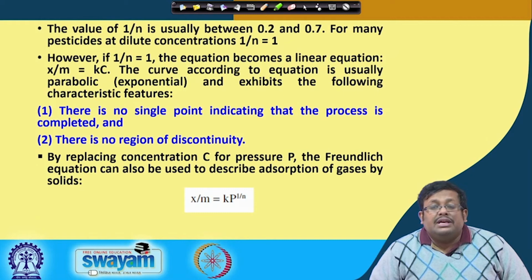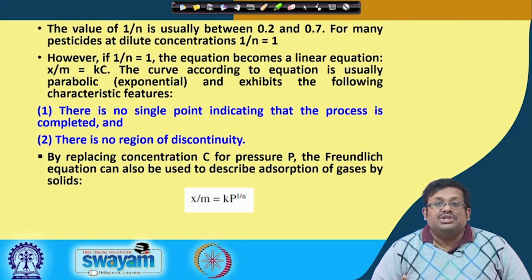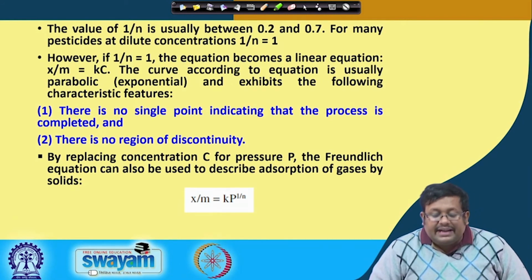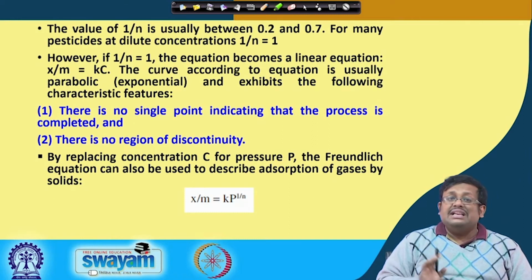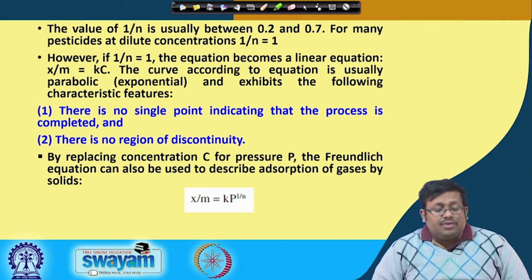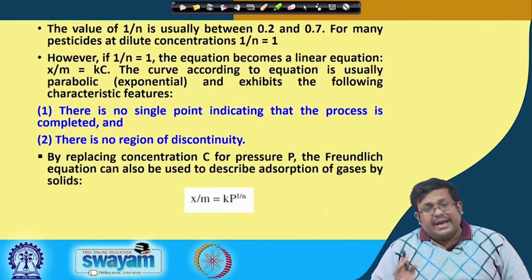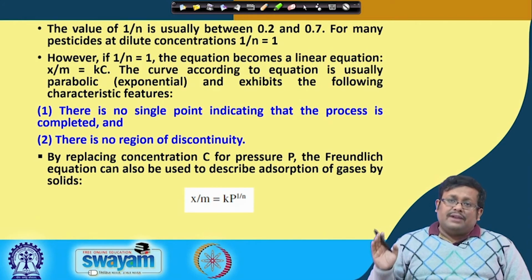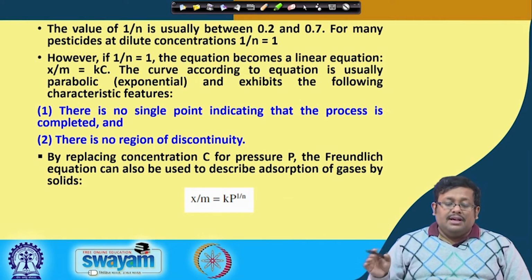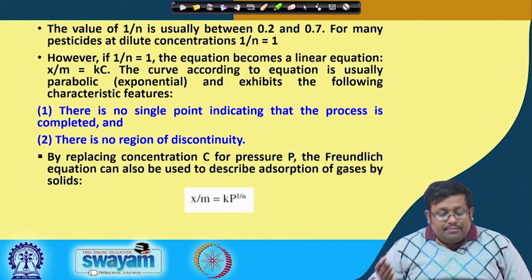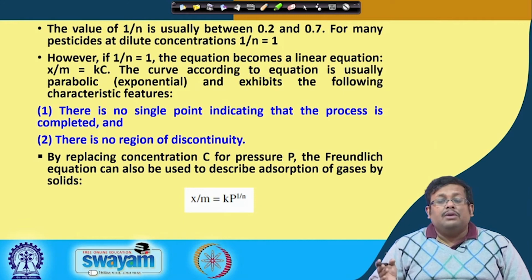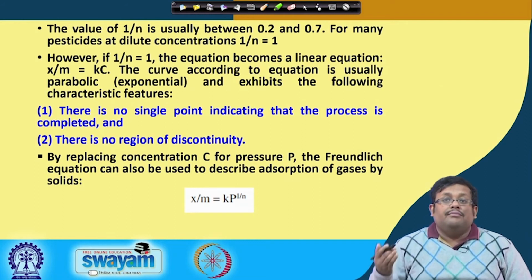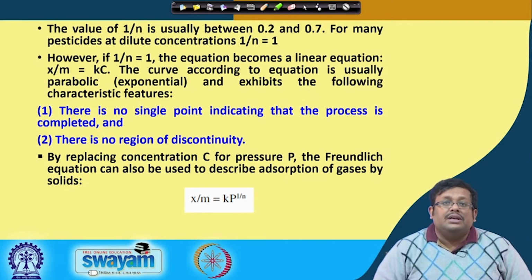So, the curve according to the equation is usually parabolic, which is exponential, and exhibits the following characteristic features. First of all, there is no single point indicating the process is completed, and there is no region of discontinuity. So, these two are important assumptions. Again, in the Freundlich adsorption isotherm, when the Freundlich exponent 1/n becomes 1, it becomes a linear equation, that is x/m equals Kc. However, the curve according to the equation is usually parabolic, exponential in nature, and exhibits these two characteristic features.